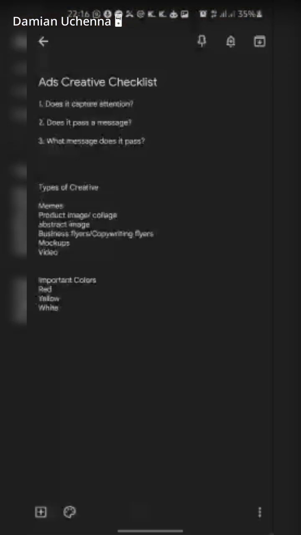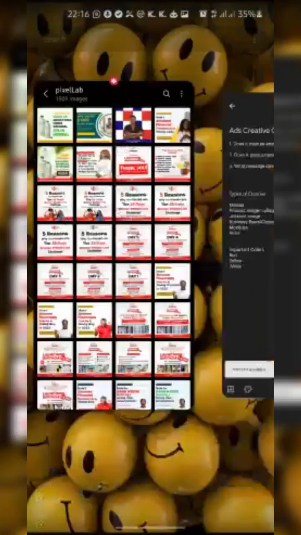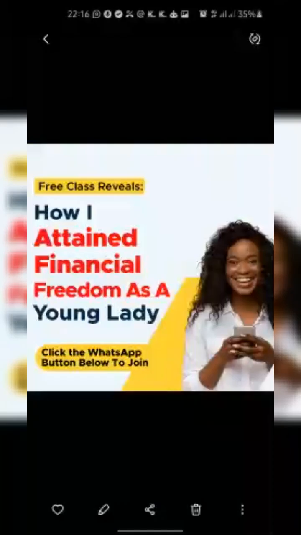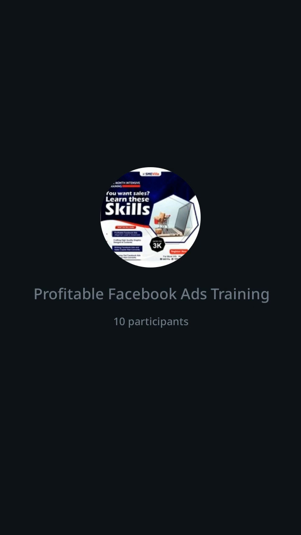So this is what I meant by business flyers or copywriting flyers. In copywriting flyers, I just meant something like this: how I attend financial. This is just a copy. This is the headline for the copy. So my normal copy on the ads will now go straight to the point. No need to start writing the headline again. See, the headline is already here.